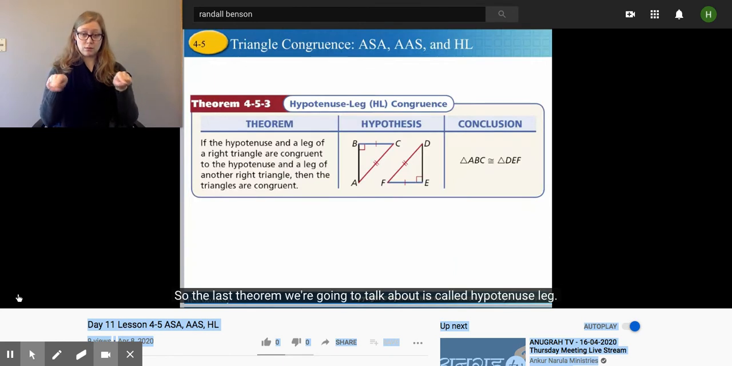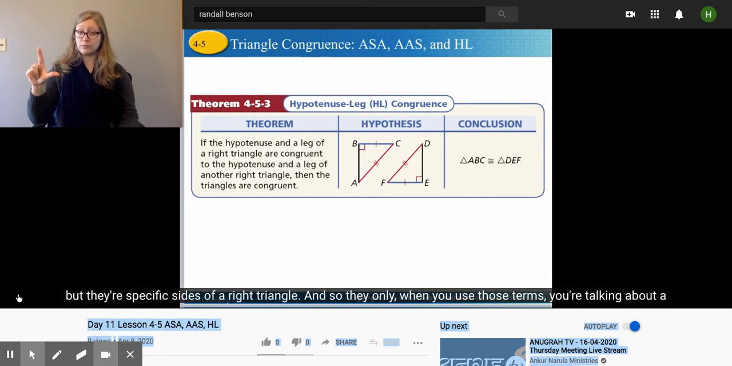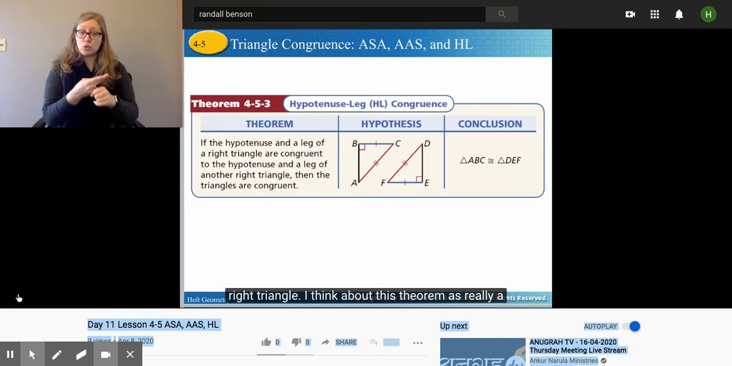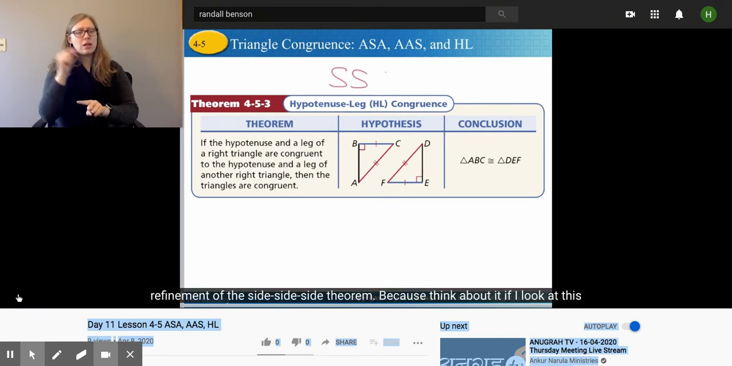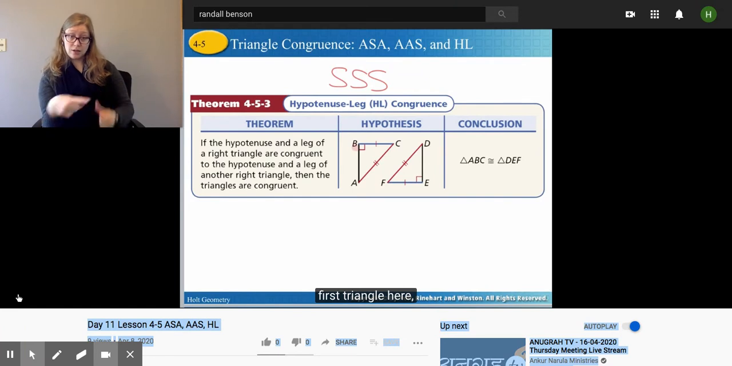So the last theorem we're going to talk about is called hypotenuse leg. And remember our vocabulary, a hypotenuse and a leg are sides of a triangle, but they're specific sides of a right triangle. And so when you use those terms, you're talking about a right triangle. I think about this theorem as really a refinement of the side theorem. Because think about it, if I look at this first triangle here, I'm going to shade it in red.